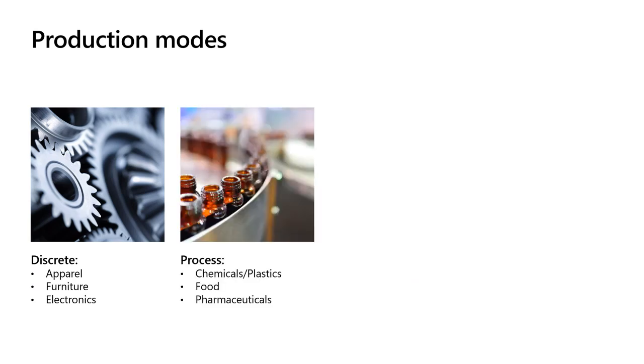The second mode of production that we support in Dynamics is process manufacturing, which is also commonly known as continuous or batch manufacturing or production. This type of production is typically used when our production flow results in items which are tracked by volume or weight, or when our process might have multiple outputs, which we refer to as co-products and byproducts. Common industries that use process manufacturing are chemical and plastics, food and beverage, and pharmaceuticals or life sciences.